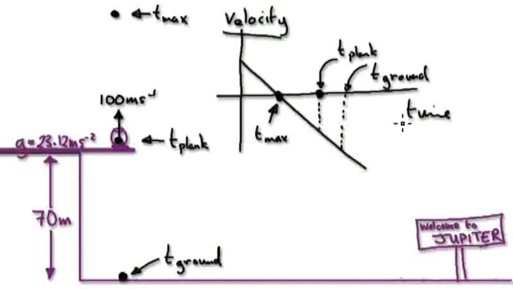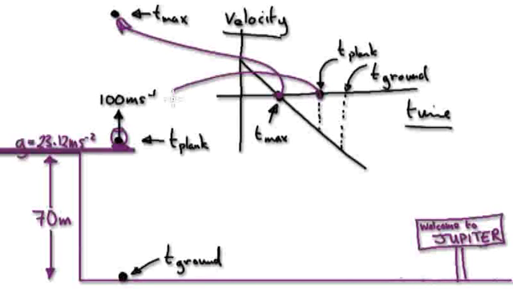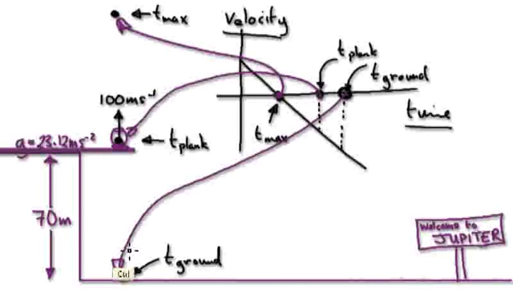So your velocity time graph will look like this. So T max is this point here. T plank is this point here. This is your T plank, and then your T ground is this point here.